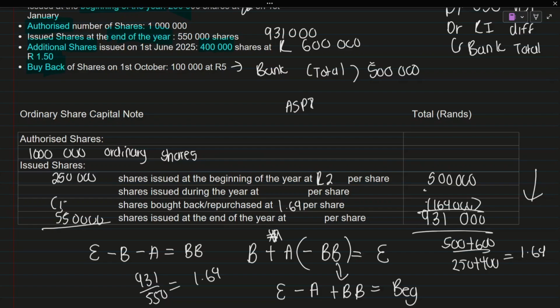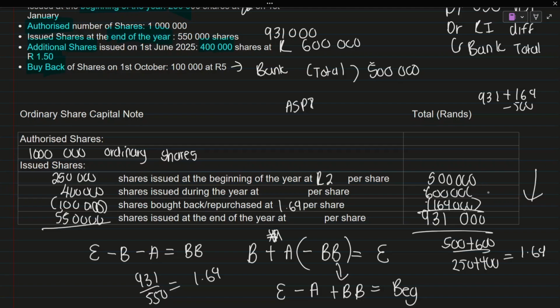Only problem that you might have over here is that when you're calculating, don't forget you're going to have to plus the buyback now because we are working backwards in order to get that additional. Okay, over here, what would you have to do? 550,000 plus 100,000 minus 250,000 gives us 400,000. Okay, shares issued at the year for a certain price. We don't know that price as yet. Work it out over here. So it's going to be 931 plus 169 minus 500 will give us that 600,000.